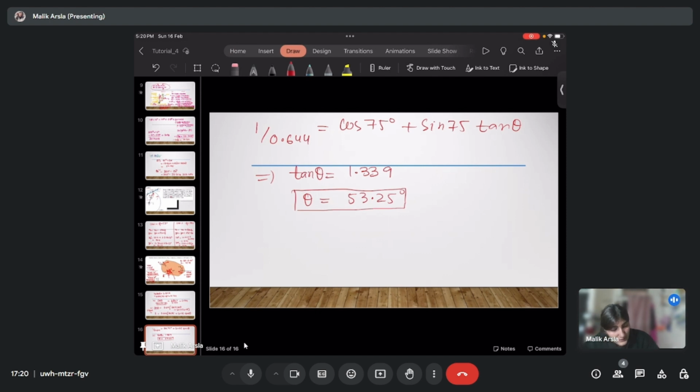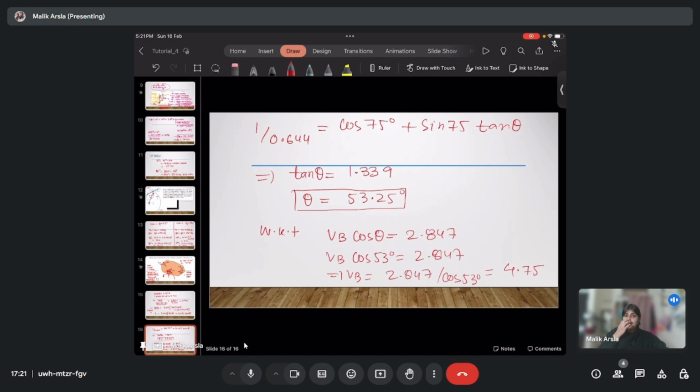Now it's simple. We know that vb cos theta was equal to 2.847. So vb into cos of 53 degree is equal to 2.847, which implies vb will be 2.847 divided by cos of 53 degree, which you calculate and it comes out to be 4.75. I have done it. You should also do it yourself. Understood till here? Are you getting the same values?